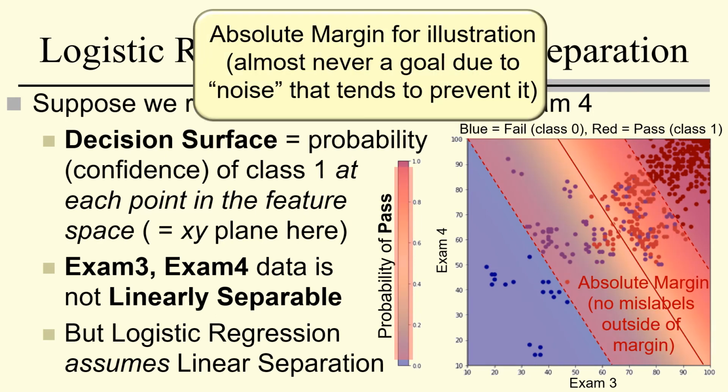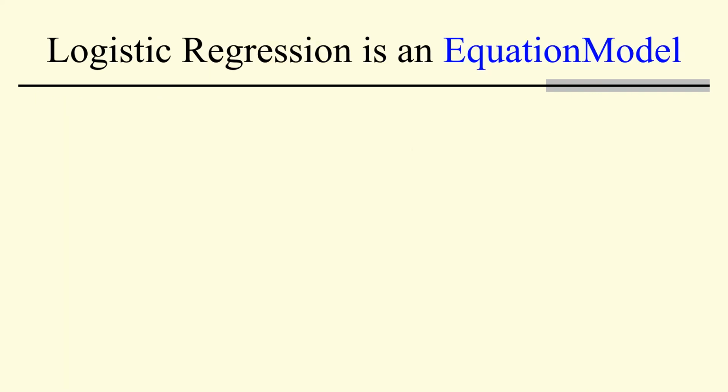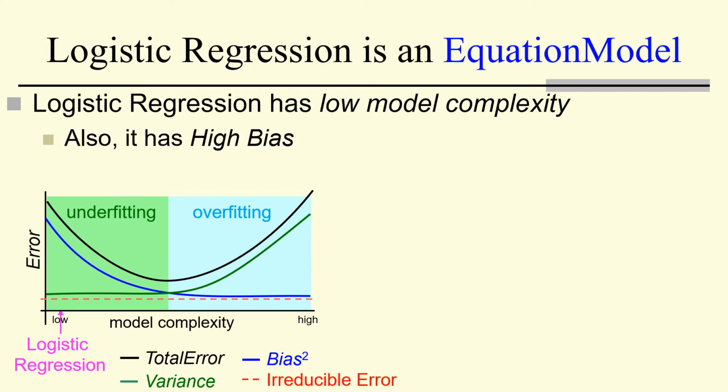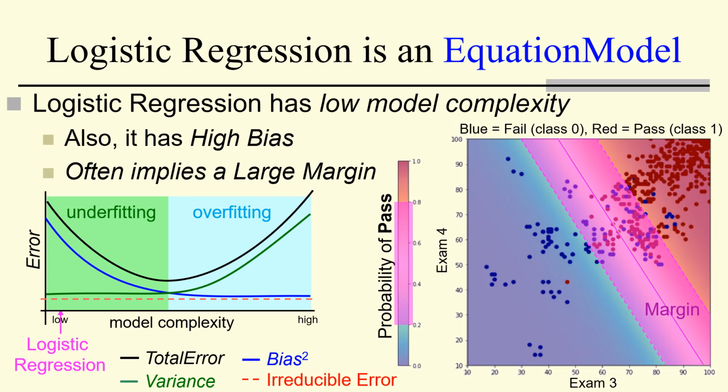This is what's called an absolute margin, where you only have certainty in your predictions, and you can see that it's very large. So logistic regression is an equation model. It has low model complexity. It has high bias, and it often implies a large margin, as we see here.